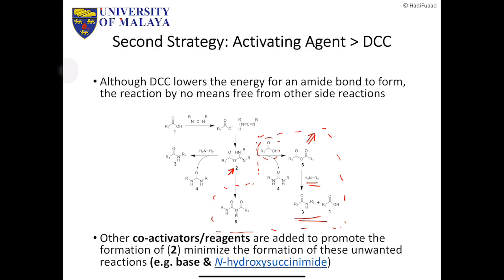For example, if you add a base, the structure of this functional group is less reactive now. And if you put in N-hydroxysuccinimide, or NHS as we call it, you can also reduce the formation of these other byproducts, which we're not going to touch on in terms of the reactions and whatnot.